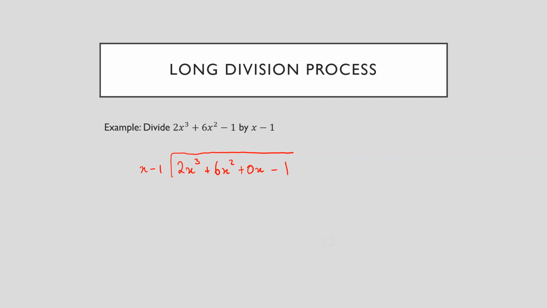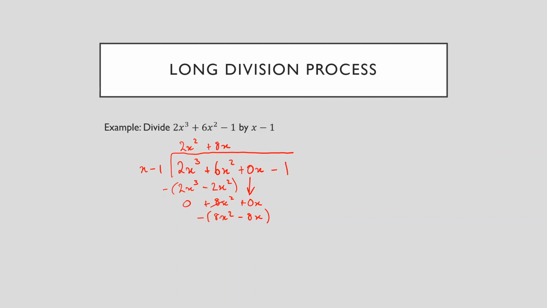Okay, let's do it. 2x cubed divided by x is 2x squared. Multiply: 2x cubed minus 2x squared. Subtract: 0, and that'll be plus 8x squared. Bring down, and repeat. So 8x squared divided by x is 8x. 8x times x minus 1 is 8x squared minus 8x.